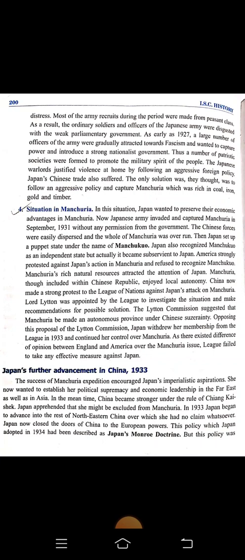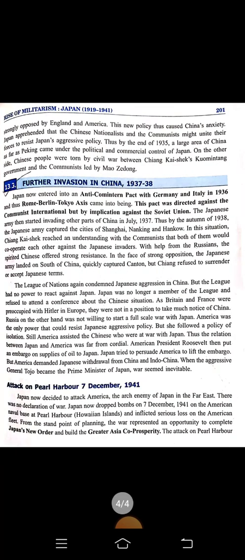From the standpoint of planning, the war represented an opportunity to complete the Japanese New Order and build the Greater Asian Co-prosperity Sphere. The attack on Pearl Harbor was only a wager to force the US to accept Japanese hegemony in Asia. In this situation, America declared war on Japan and joined the Allied powers. Thus the Sino-Japanese War ultimately merged into the Second World War. Hopefully you understood. Thank you.